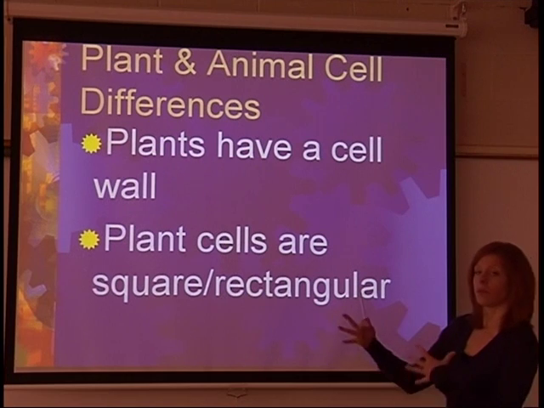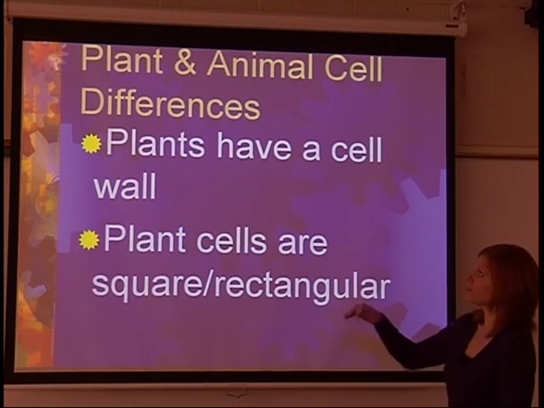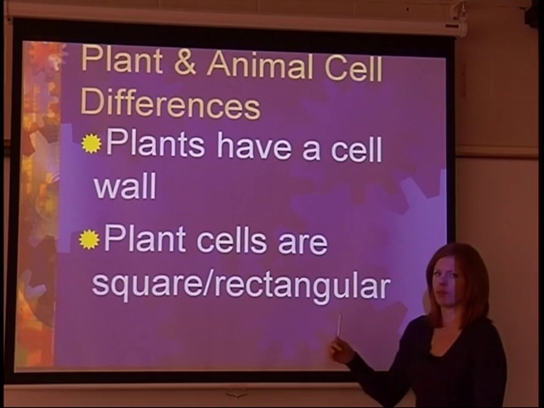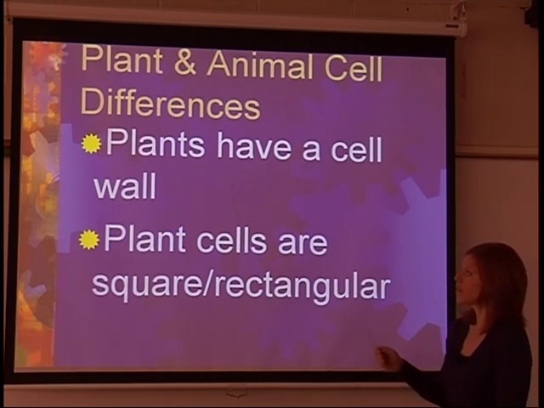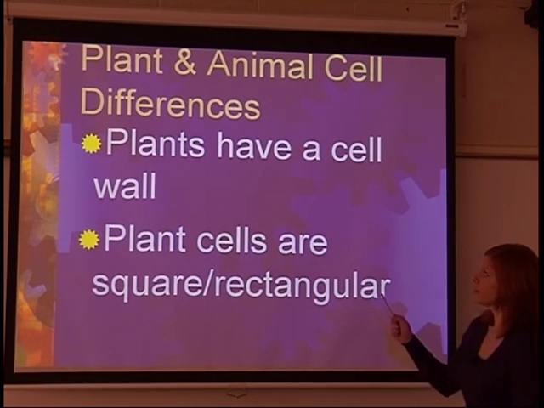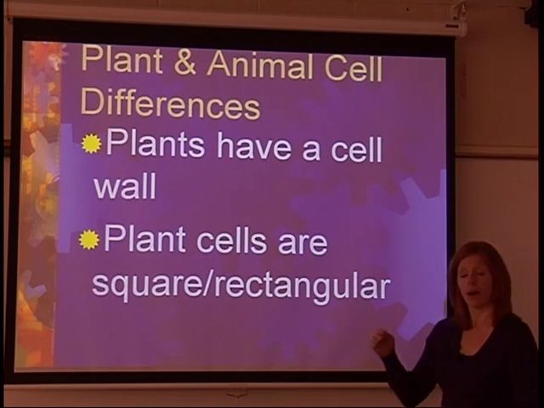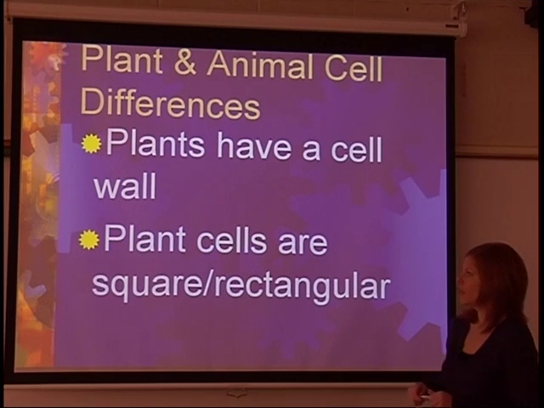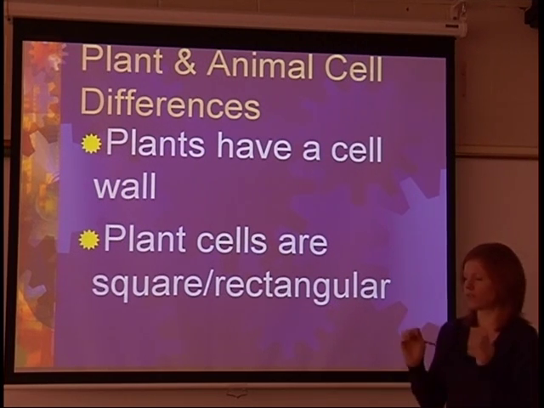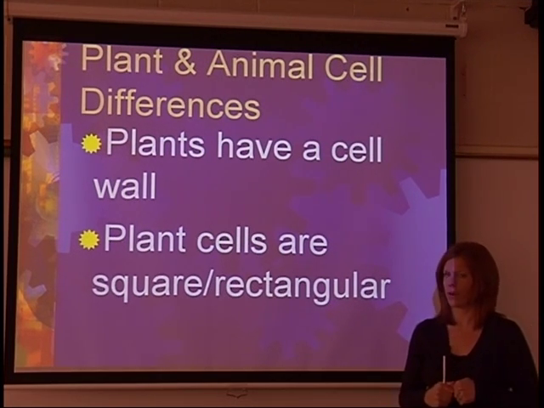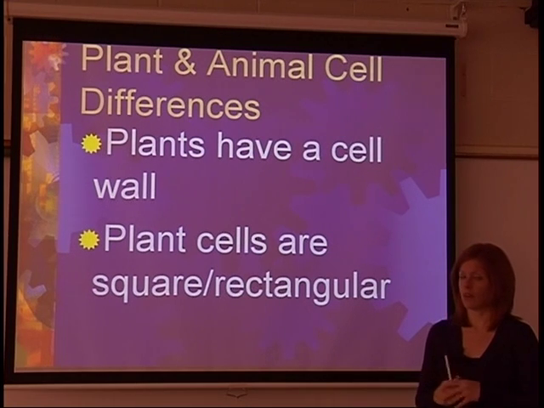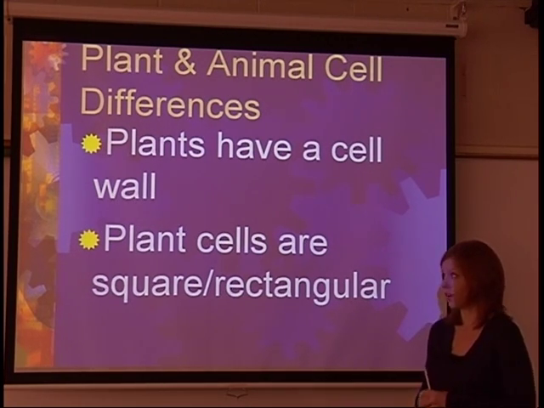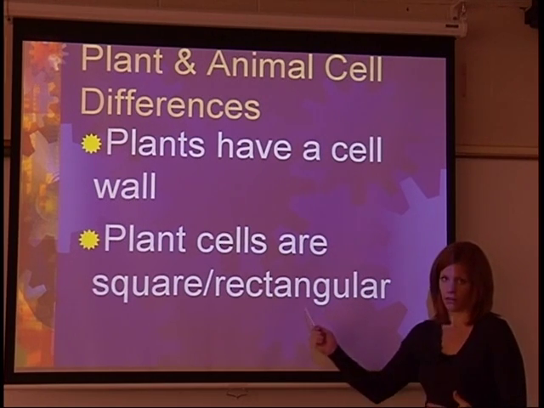Other cells that are both eukaryotic but are very different are plant and animal cells. Then we're going to go over 4 differences between these types of cells. The first difference is that plants have a structure around the outside of them called a cell wall. The animals do not. Plants also tend to have a more square or rectangle shape where animals do not. Animal cells aren't always round. They can be many shapes, but plants are generally always square or rectangle.